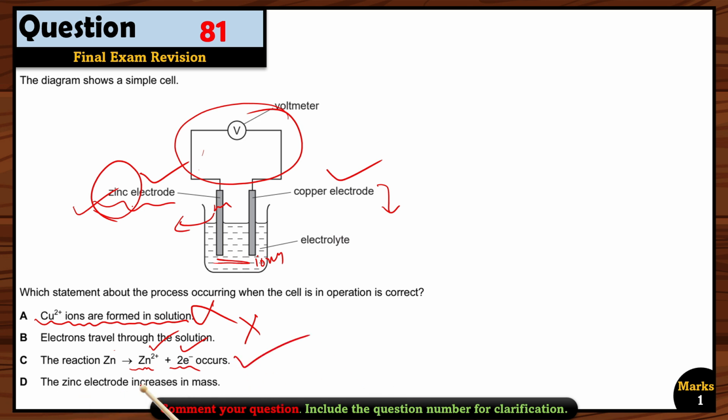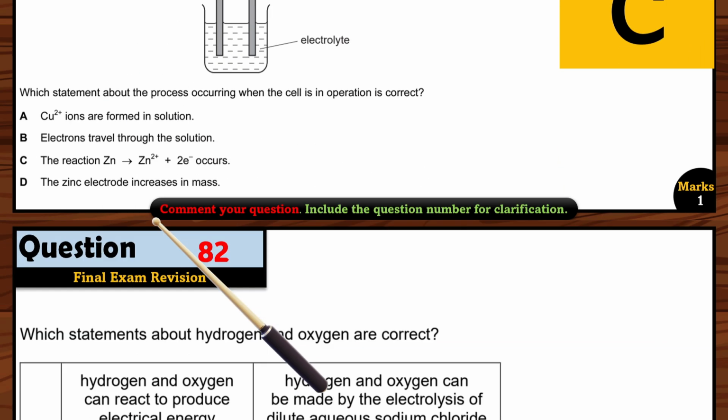The zinc electrode increases in mass. That's wrong. It will not increase in mass because it's actually losing electrons and becoming an ion. Now this metal is changing into ions, so the metal is going to get oxidized. It is going to dissolve in the solution. So that's why option D is wrong and option C is the only right option.